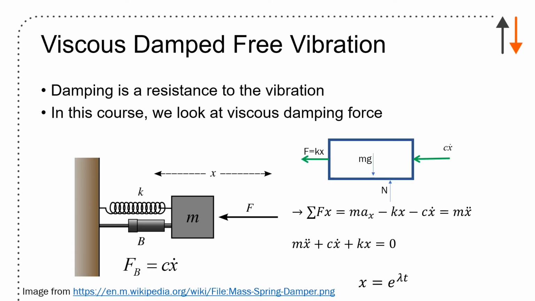Next, viscous damped free vibration. Here I have no forcing. Damping is a resistance to vibration, so we tend to look at this as a viscous damping force. Again we introduce k, which is this thing here. We have the force that comes from the spring, but now we also have the damping force, which is c x dot. It's a function of velocity. So if I do my free body diagram, I have force equals kx in one direction.